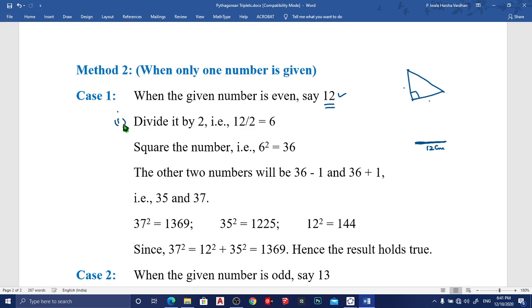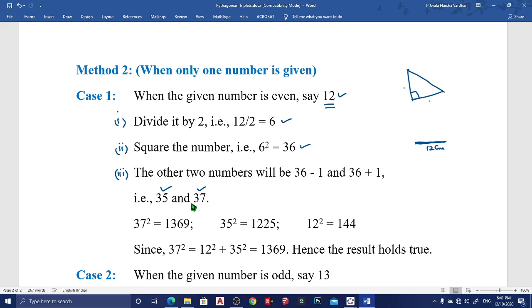Step 1 is divide it by 2, which means take the half of the given number, which is 6 here. Step 2 is take the square of that number, the square of the half of this number, which here is 6 square is 36. Step 3 is we have to subtract 1 from that number and add 1 to that number, which is 36 minus 1 and 36 plus 1. That's it. 36 minus 1 is 35. 36 plus 1 is 37.